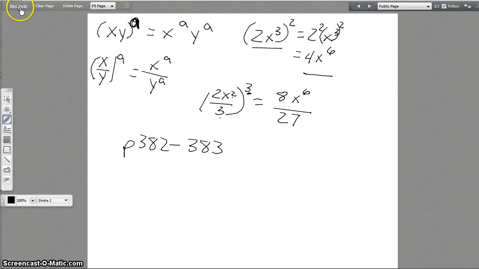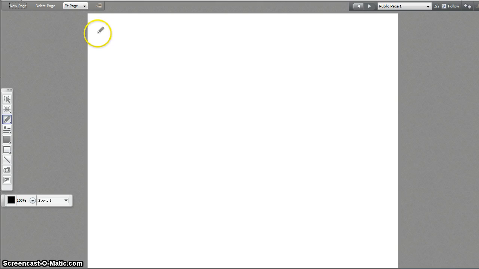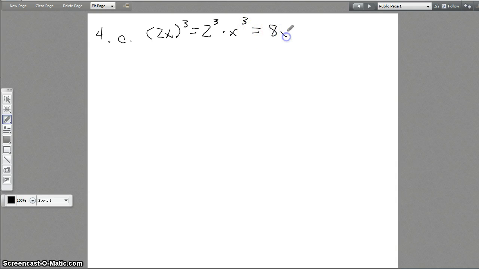Okay, let's work some sample problems. We're going to start off with number 4, and we're going to look at part C. We have 2x raised to the third power. Remember, everything inside the parentheses gets raised to the third power. So this means 2 cubed times x cubed. 2 cubed is 8, so what we have is 8x cubed.